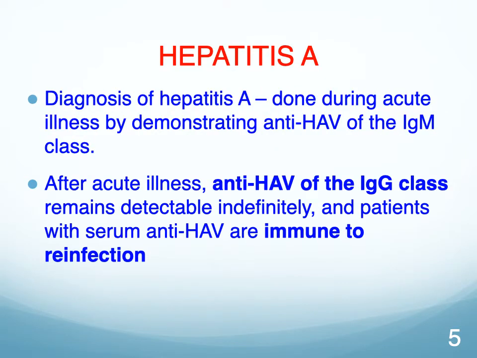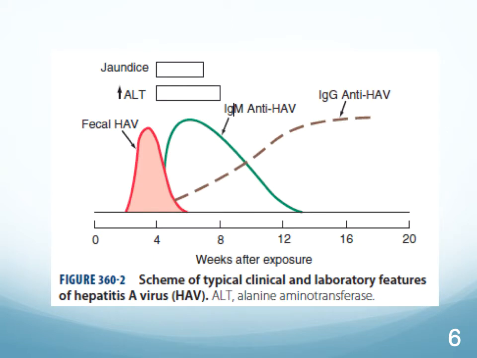In diagnosing hepatitis A, as we have already mentioned, the anti-HAV of the IgM class should be present. After acute illness, the IgG will predominate, and this is how it looks. So you have your fecal HAV, we have already mentioned. The ALT will be elevated. The virus is shed in the feces way before jaundice sets in.